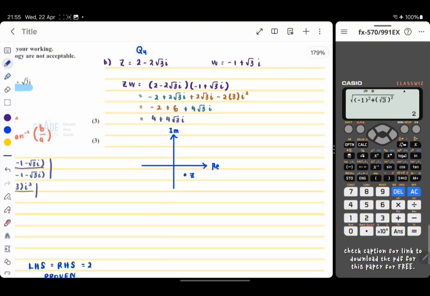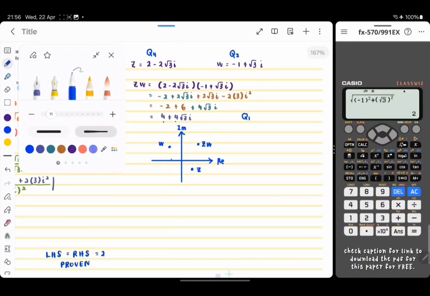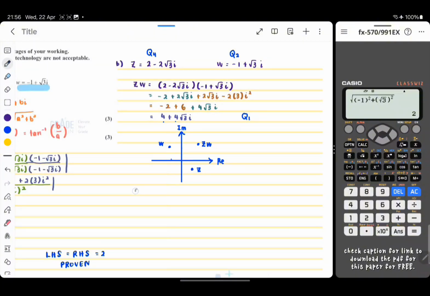Moving on, W: our x is negative, our y is positive. So negative x, positive y, so it would be here, quadrant number 2. Moving on to the next point, we have positive x, positive y, so it would be over here, ZW. So ZW belongs to quadrant number 1. In order to find the argument, we can compute this separately. Let's start with the argument of Z.